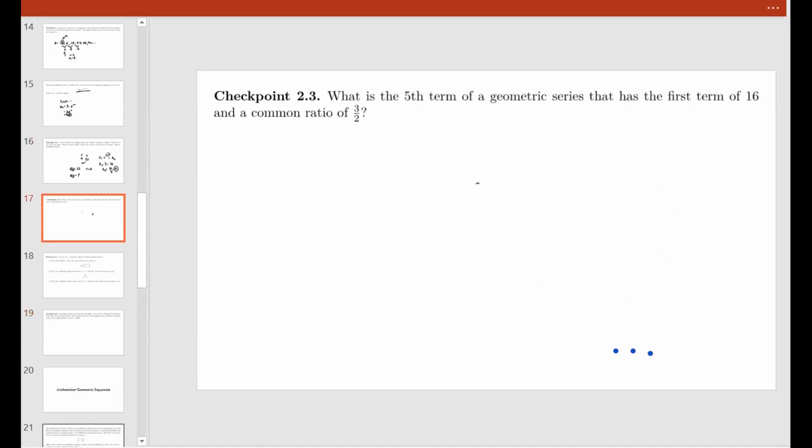Now you guys can try this checkpoint. What is the fifth term of a geometric series that has a first term of 16 and a common ratio of 3/2?